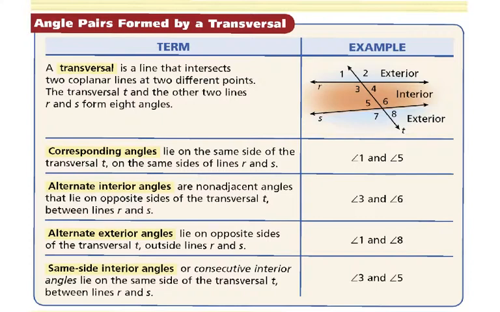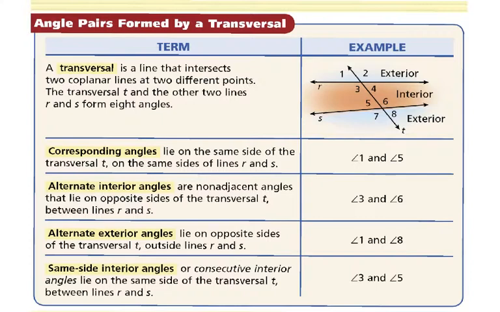All right, let's look at alternate exterior. Again, alternate meaning they lie on the opposite side of the transversal, but they are on the exterior. So where you see exterior, that is where they're going to lie. But remember, opposite side of the transversal, so over here and over here, like 1 and 8, or 7 and 2. Those two pairs I just named are both alternate exterior angles.